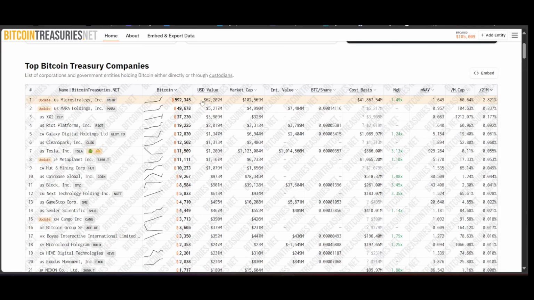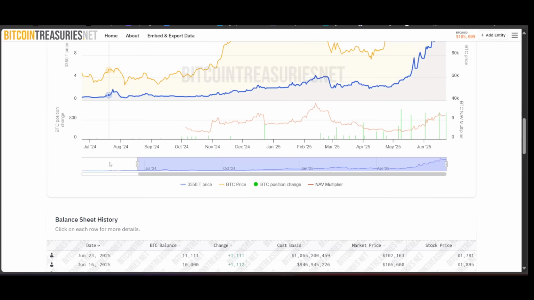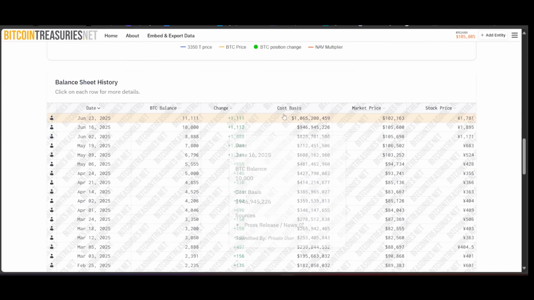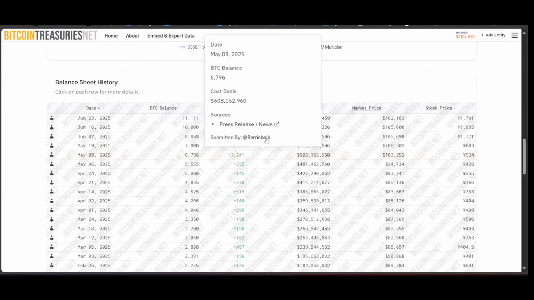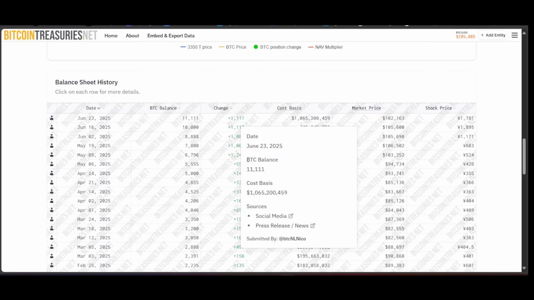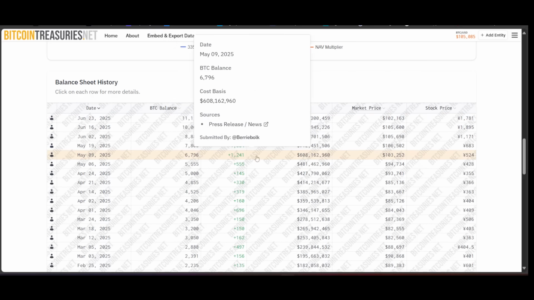Bitcoin Treasuries list, still number one. Metaplanet did add more, and Metaplanet even added more as well. They're in the four digits buying spree now. So again, basically since early May, they've been buying four digits every month.